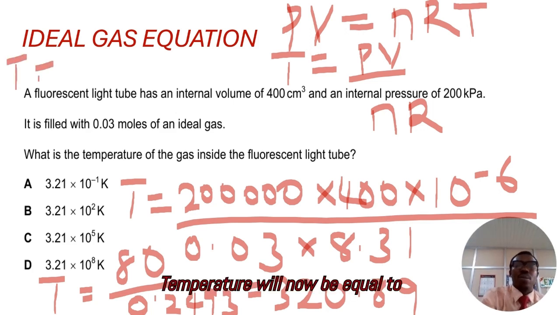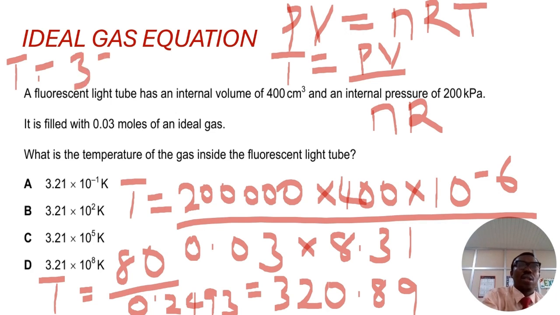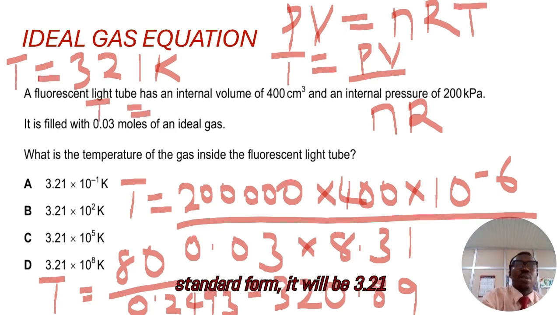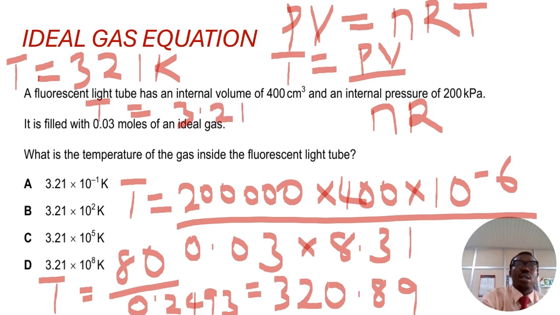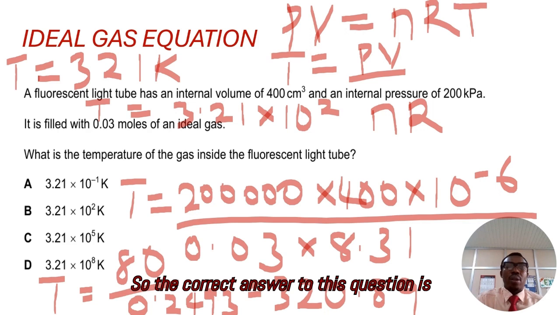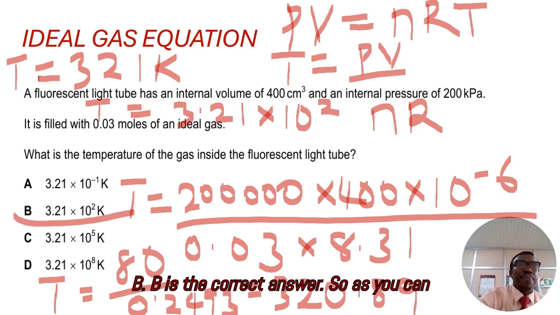Temperature now be equal to 321 Kelvin, which in standard form, it will be what? 3.21 times 10 raised to the power 2. So the correct answer to this question is what? B. B is the correct answer.